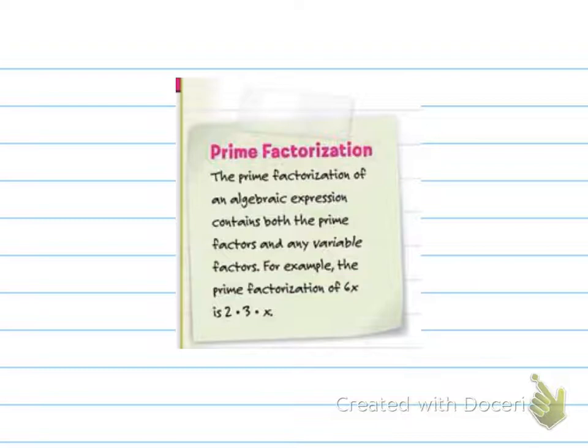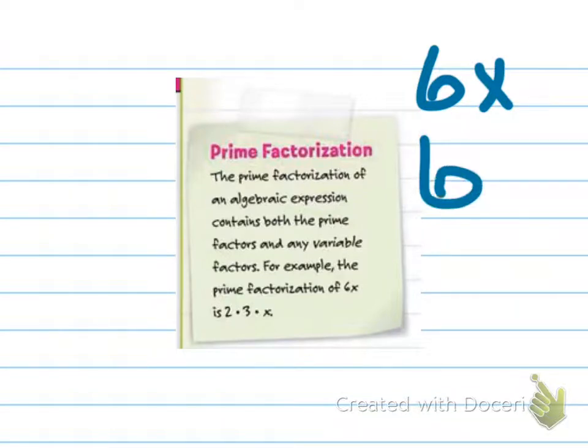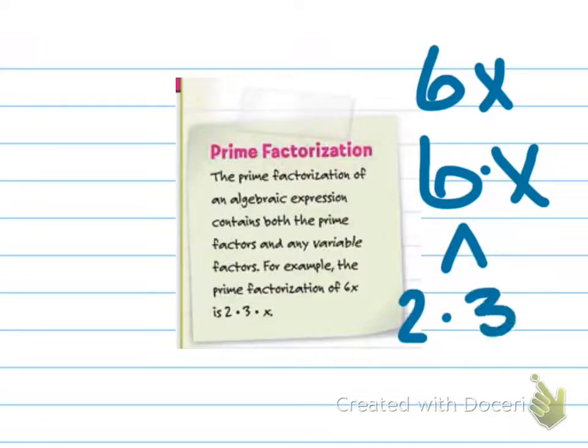Alright, so it does tell you that prime factorization of an algebraic expression contains both the prime factors and any variable factors. For example, the prime factorization of 6x is going to be 2 times 3 times x. So remember that 6x is the same as 6 times x. So if I'm factorizing this down, then I'm going to have 2 times 3 times x. You see how that works?